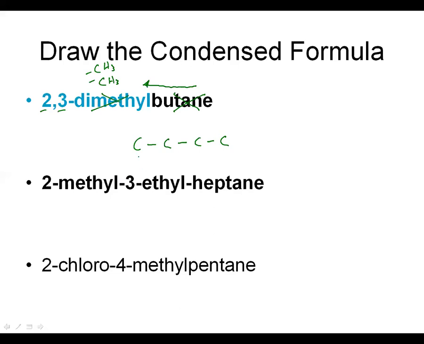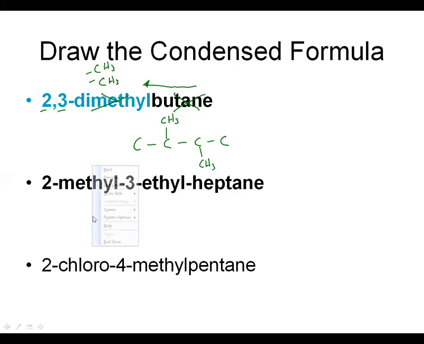I personally am going to go left to right. I'm going to call this carbon number 1, which means as I go to the right, that's carbon number 2, carbon number 3, and carbon number 4. I go to carbon number 2 and put my methyl group. Then I go to carbon number 3, right next door, and put my methyl group as well. That takes care of pretty much everything in that name.